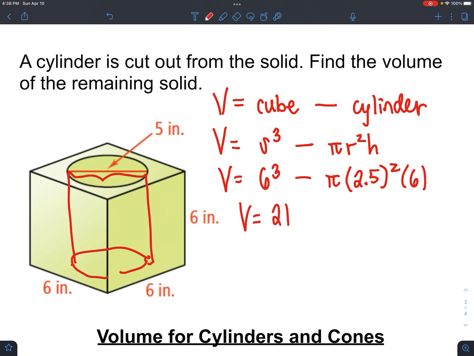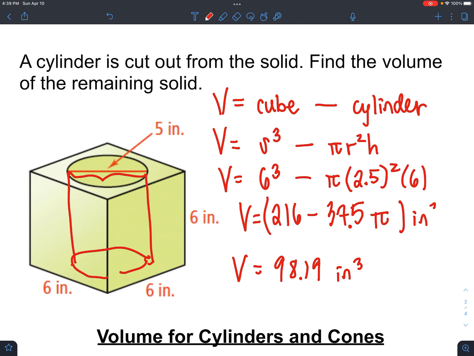So the volume is 216 minus, and then 2.5 times 2.5 times 6 is 37.5 pi. So that's actually a good answer. I could definitely see them asking you to write that as a decimal. So when I use the pi button, I got this many inches cubed, or 98 inches cubed.